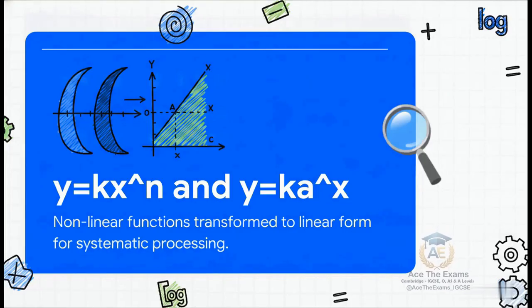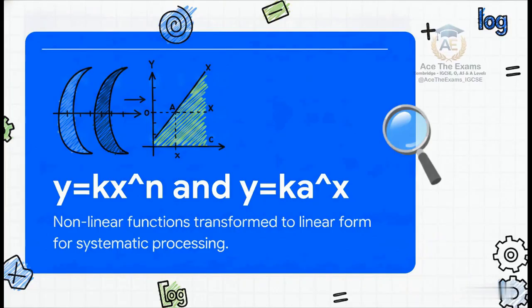Section 2. Core principles, the mathematical source code. All right, here are the raw data inputs we need to process today. The functions y equals kx to the power of n and y equals ka to the power of x. These are nonlinear curves. If you plot these raw, you get a curve, and it is notoriously difficult to accurately extract the constants k, n, or a from a curved line. So what's our system directive? We need to transform these equations into a linear form. You know, the classic straight line equation, y equals mx plus c. And we do this by taking logarithms of both sides.